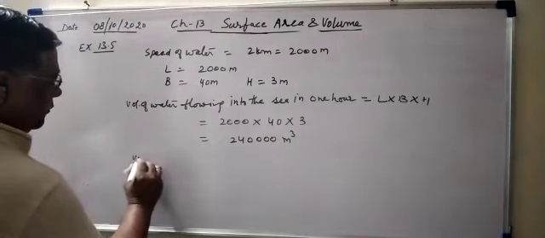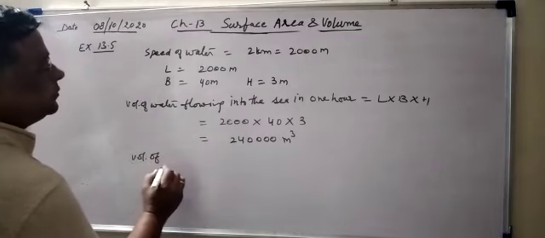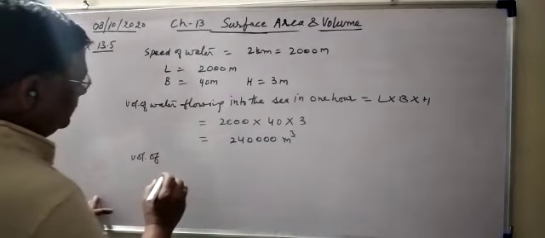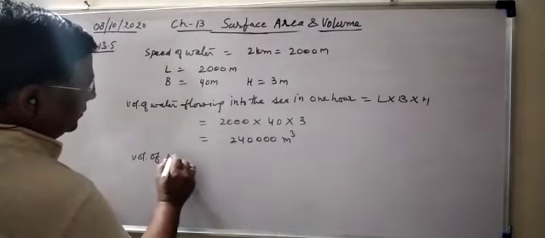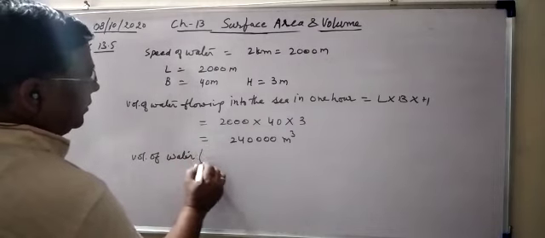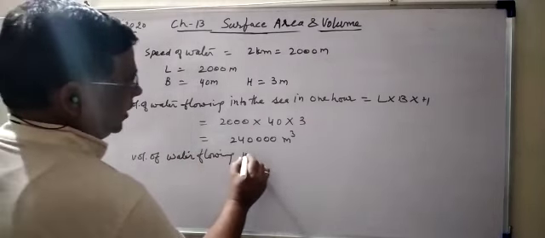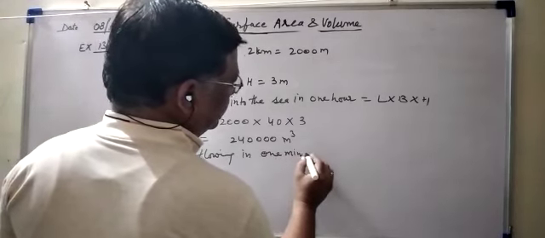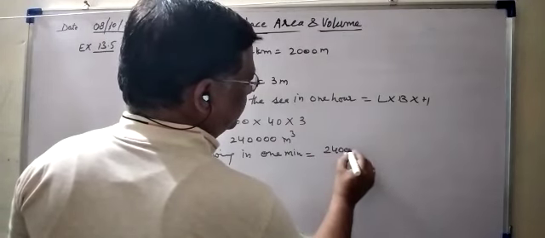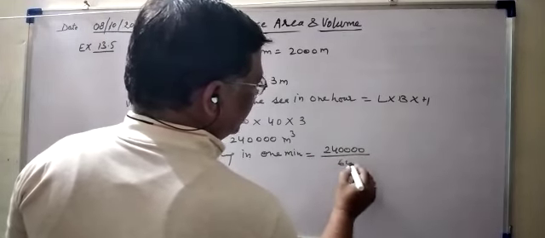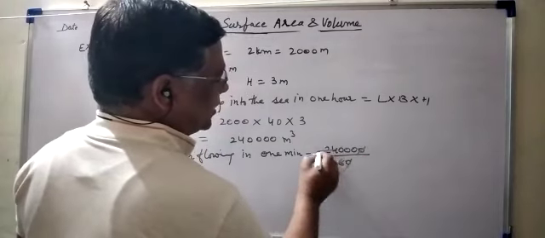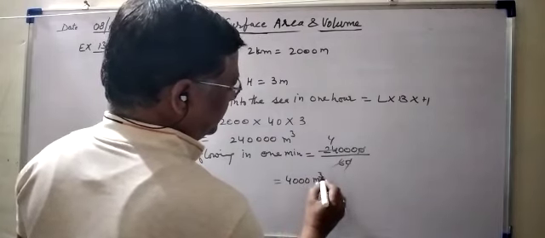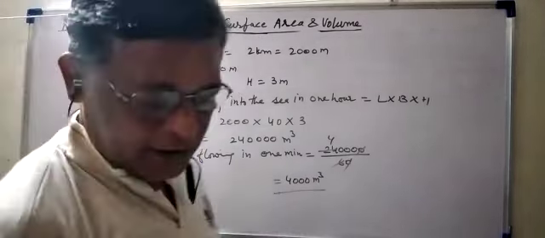Now volume of water flowing in 1 minute, that is total volume divided by 60. 6 4s are 24, so it is 4000 meter cube. This much water will fall in the sea in a minute.